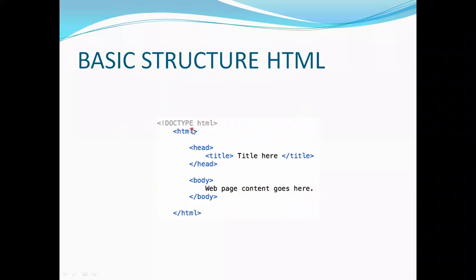The doctype HTML is a document type declaration. It lets the browser know the flavor of HTML. The next tag is the HTML tag, then the head tag, title tag. The flow is like this: HTML, head, title. The title will go here, title tag close, head tag close, body start. Here the web page content will go, and last, body close, HTML close. This is the basic structure or basic syntax of HTML.